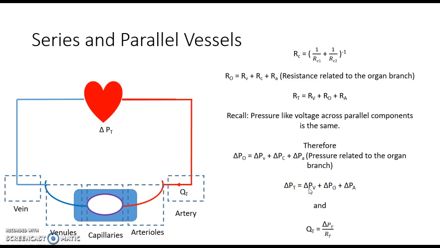Okay, and then since we have the total pressure and the total resistance, we can use that to find the total amount of blood flow through the circuit, through this cardiovascular system, as shown here, by taking delta P of T over delta R of T, which will give us our Q of T.